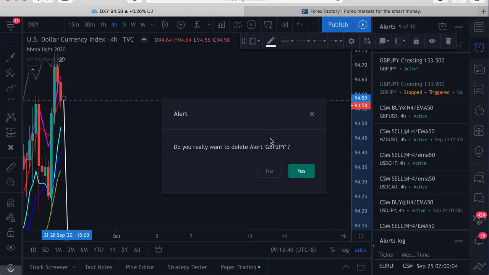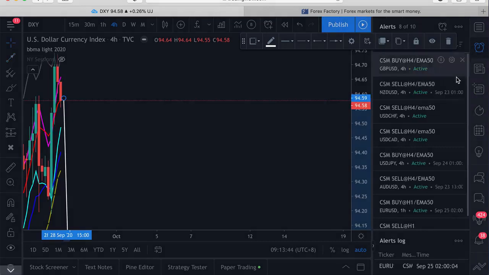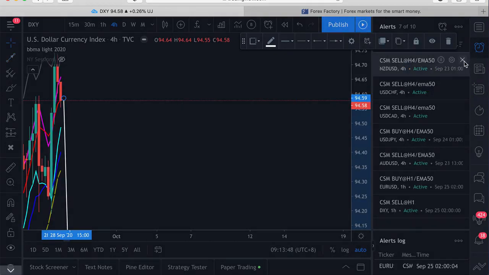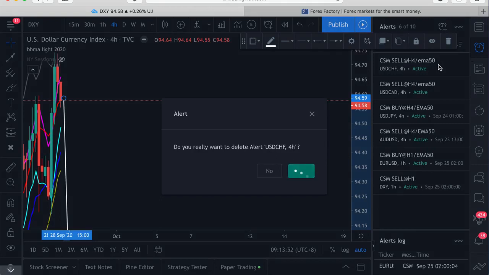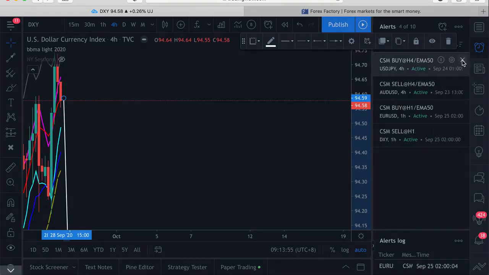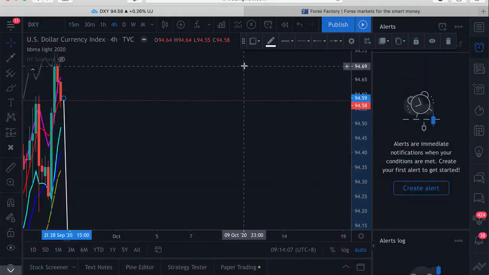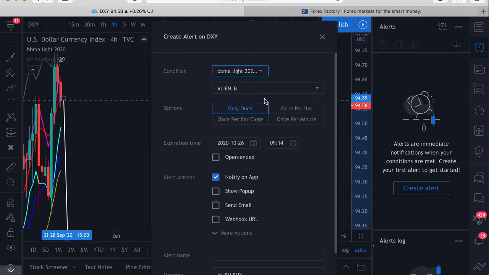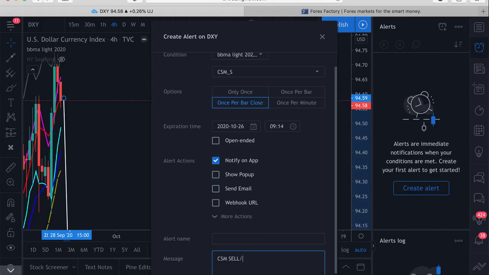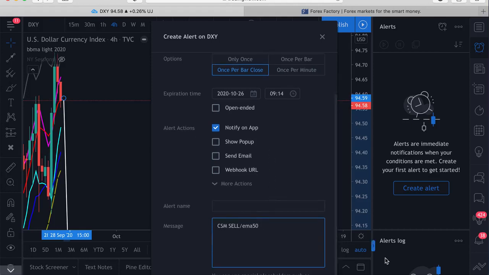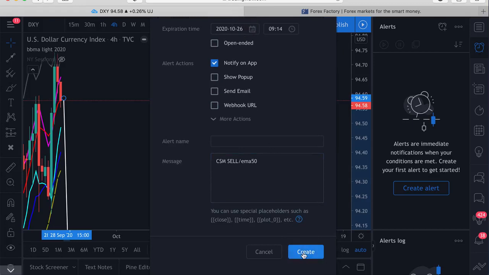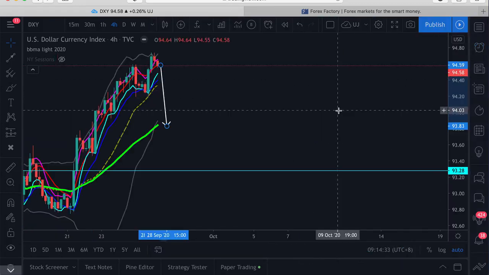Okay, we have a lot of alerts from last week which we have not deleted, so I'm going to delete all of these first. Okay, for DXY, what we want to see is CSM sell on the H4 time frame. CSM sell, and we also want to check the EMA 50. We need to make sure that the price is below the EMA 50. Okay, that's our alert for this week for DXY.